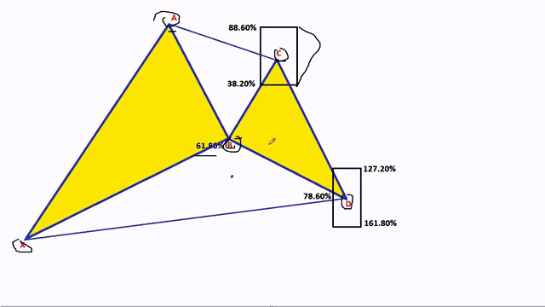leg will have an extension from this range here, just like this, of a minimum of 1272 to a maximum of 1618. And then the XAD, which means the X low, the A high to the D, has a 786 retracement. This is considered the completion point of the pattern.